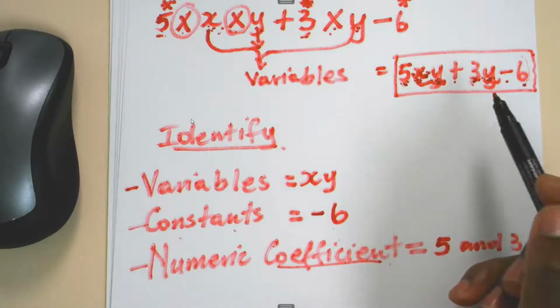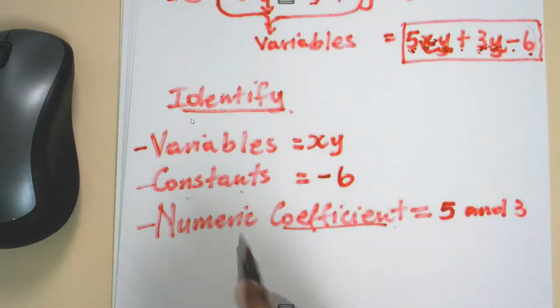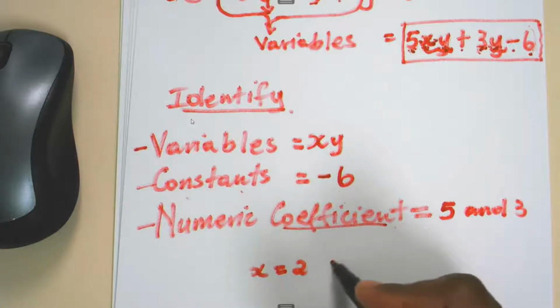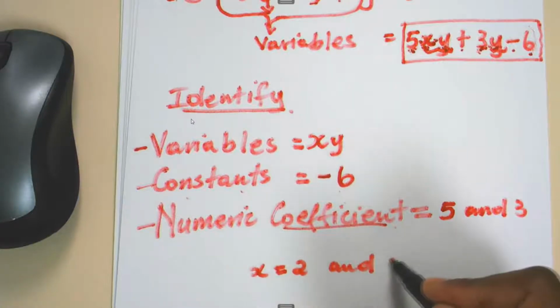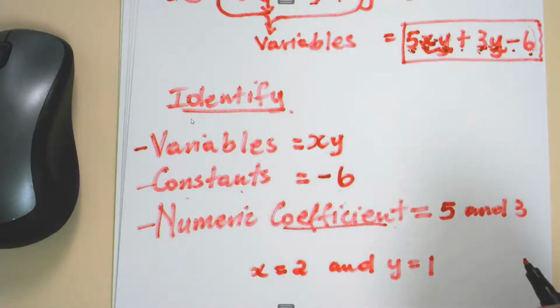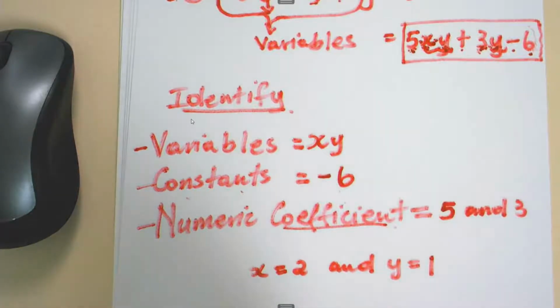Let us take an example. For example, let us say x equals 2 and y equals 1. So whenever we see x, we're going to replace it with a given value. Let us take it as it was.